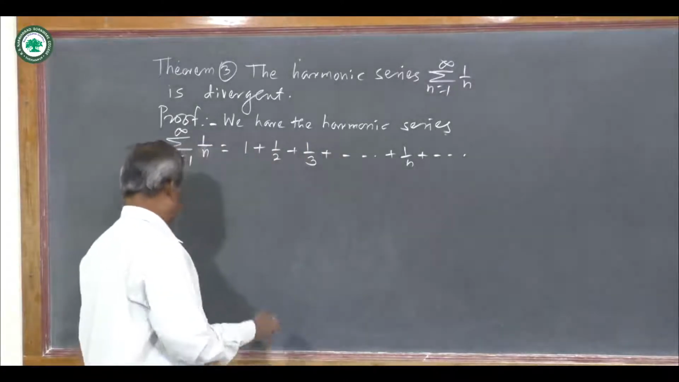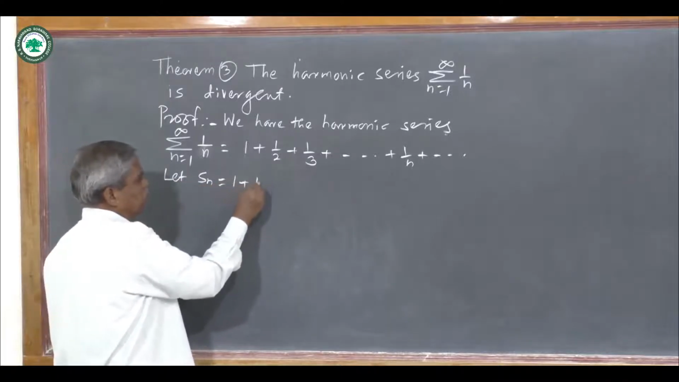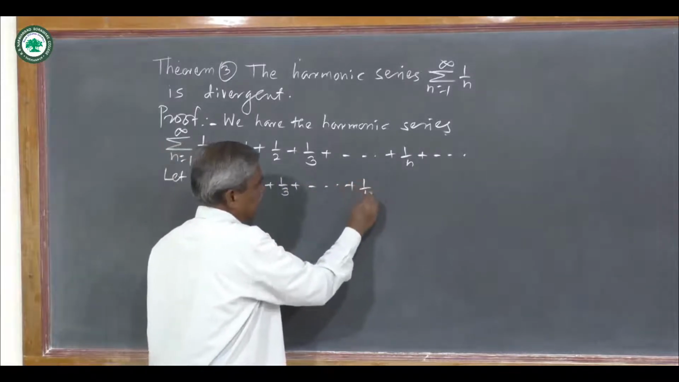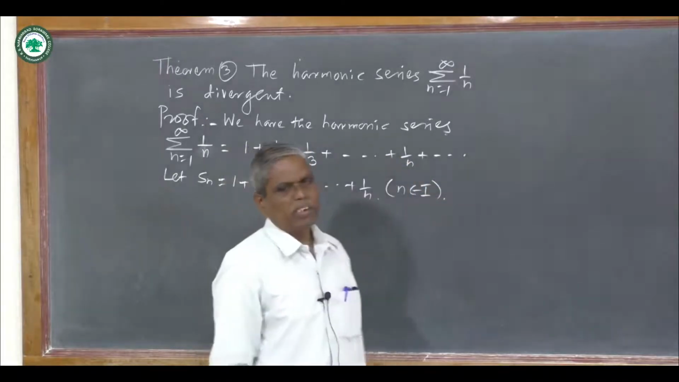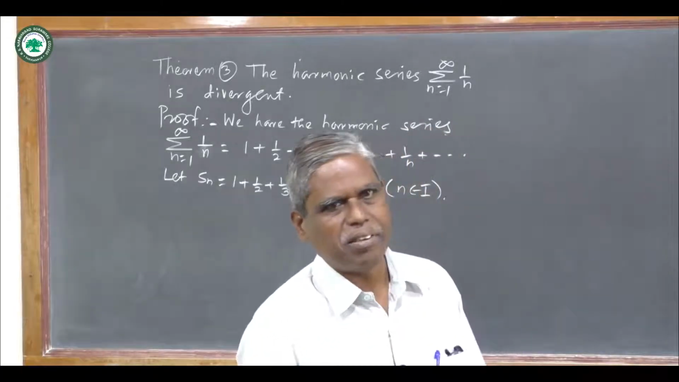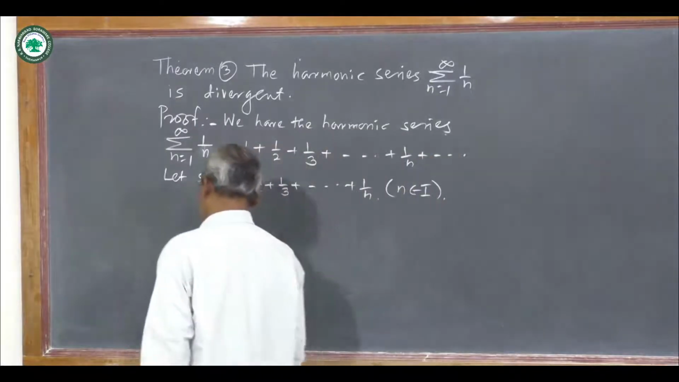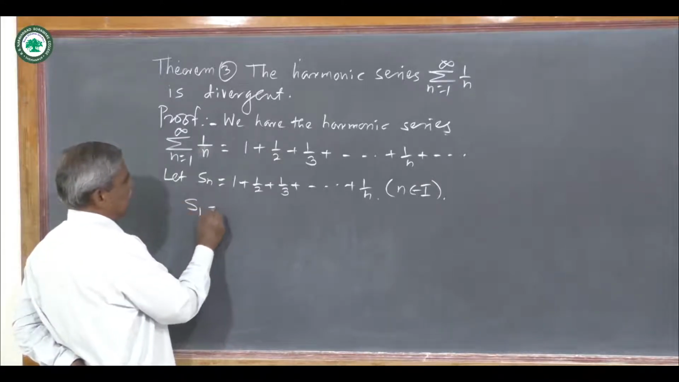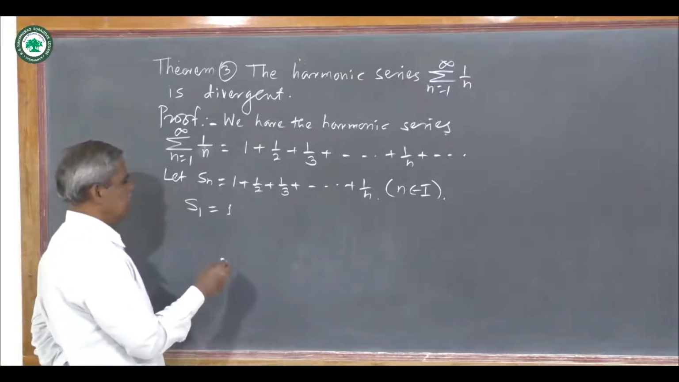Let S suffix n be equal to 1 plus 1 by 2 plus 1 by 3 plus and so on plus 1 by n, for every positive integer n. Let Sn be the nth partial sum of the series sigma 1 upon n, n equal to 1 to infinity. S1 is equal to 1, the sum of the first term.